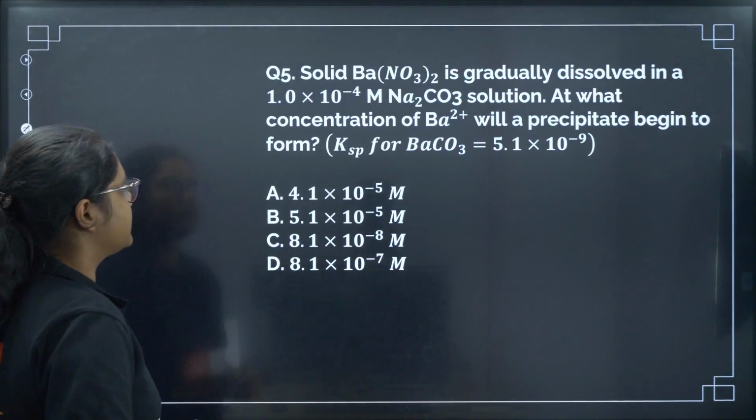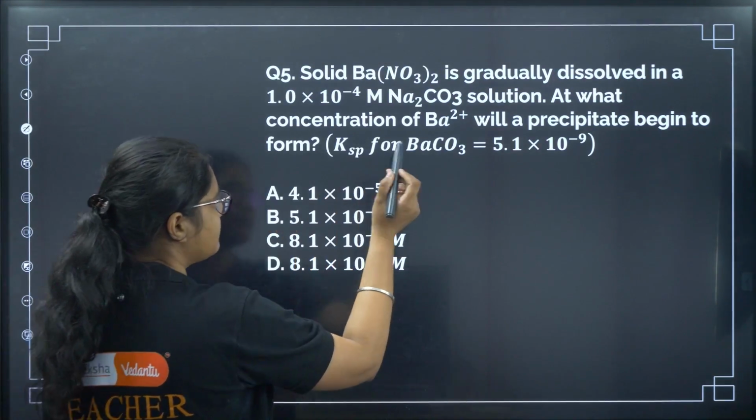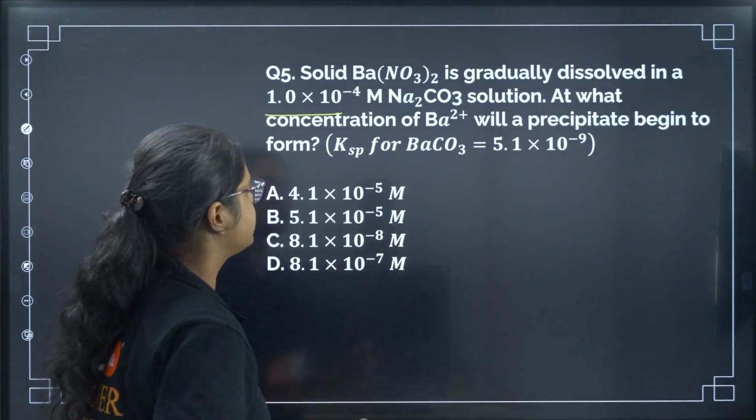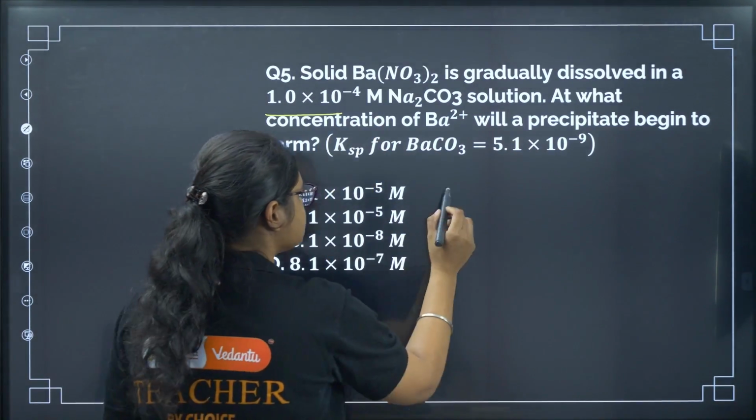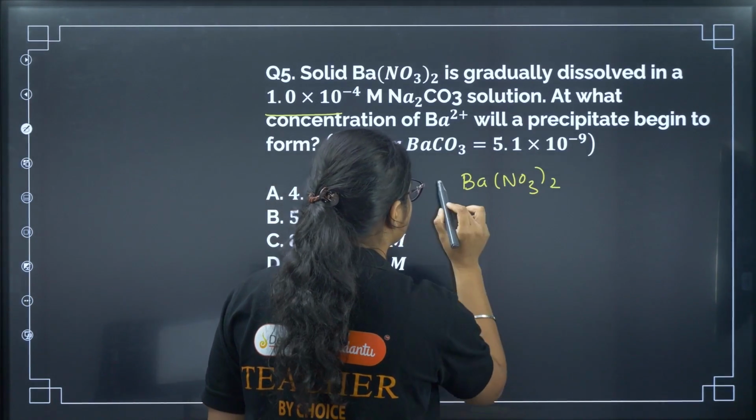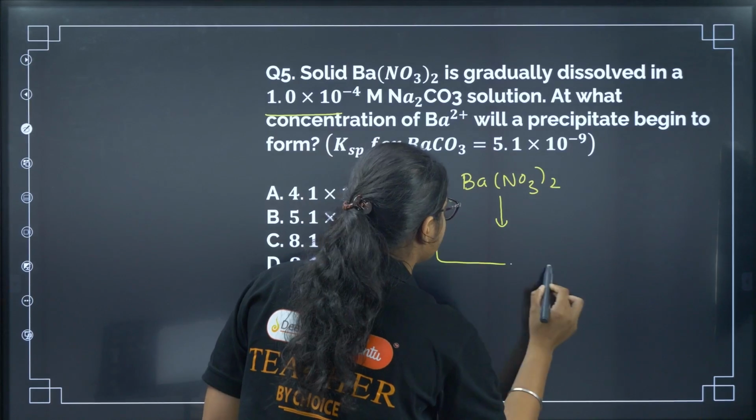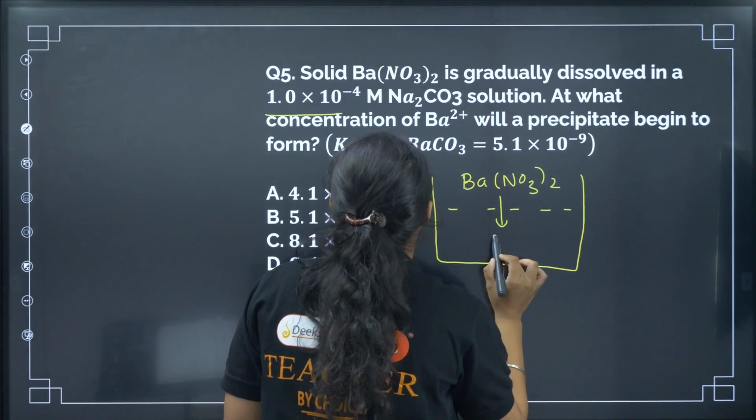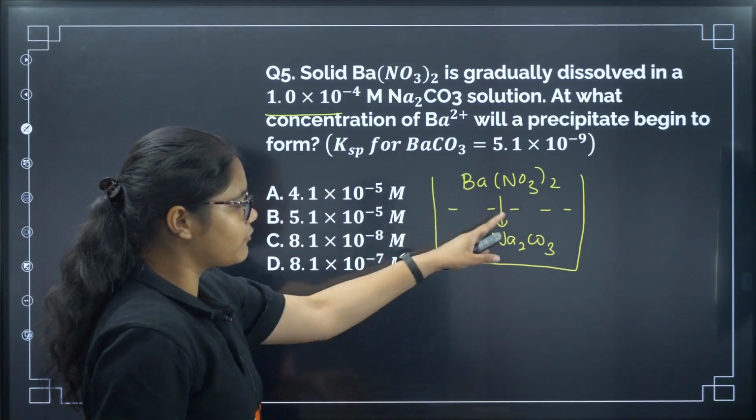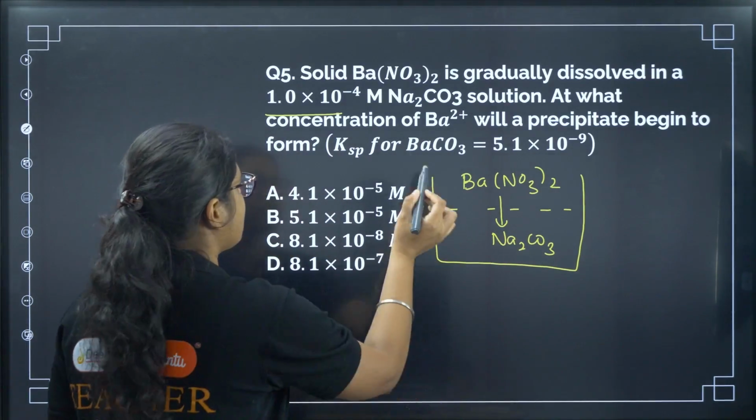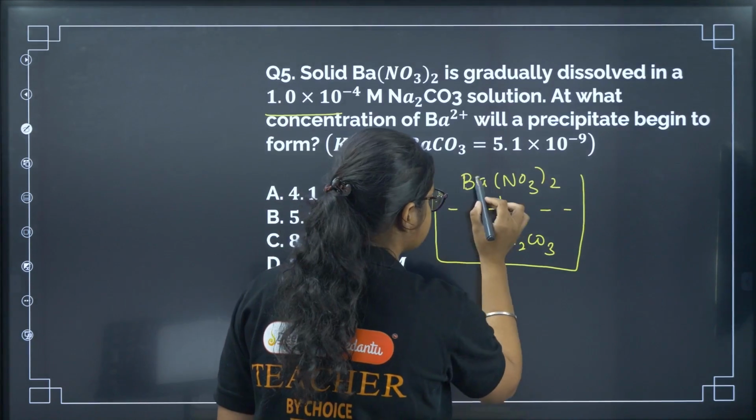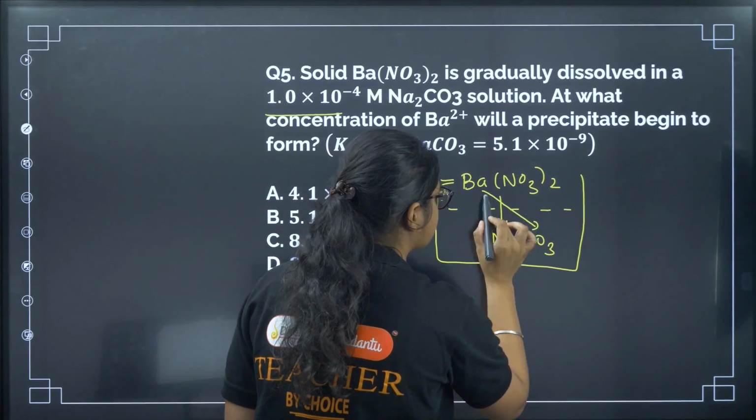Now coming to the next question. Solid barium nitrate is gradually dissolved in 1 into 10 to the power of minus 4 molarity of Na2CO3. So what we are doing? So just imagine the question, visualize the question. Barium nitrate is dissolved in a solvent containing sodium carbonate, right? Now what will happen? This will form barium carbonate. So at what concentration of barium 2 plus will a precipitate begin to form? So at what concentration of this one, barium carbonate precipitate will form?